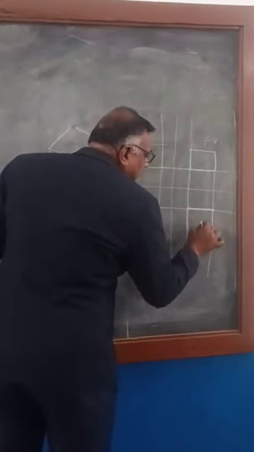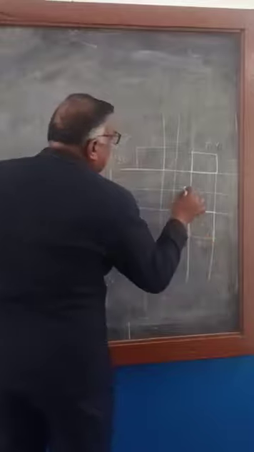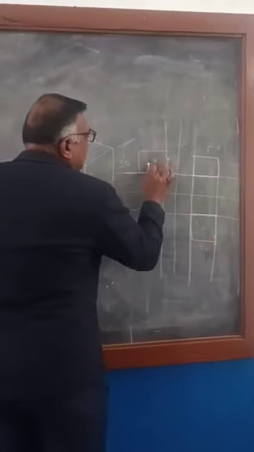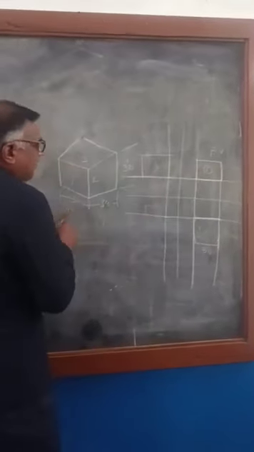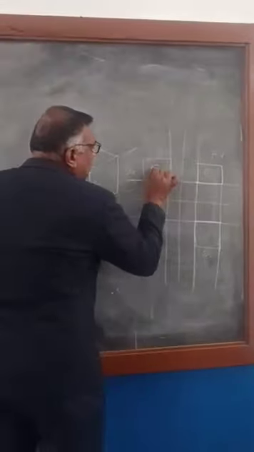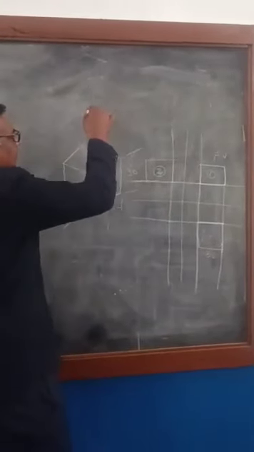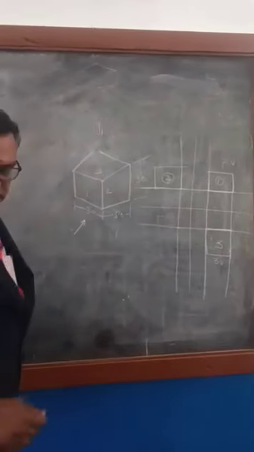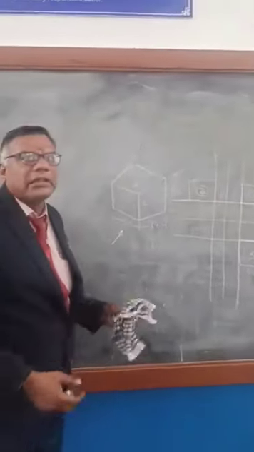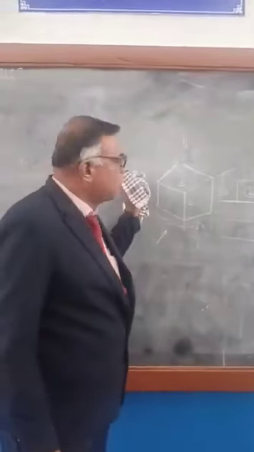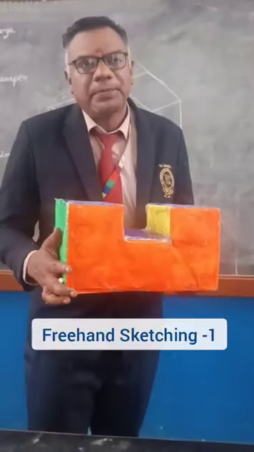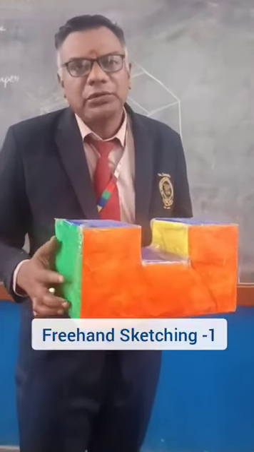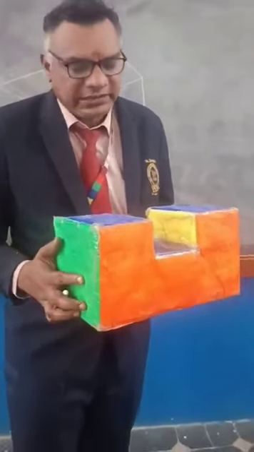This dimension is 30, and this is part 1 when you are viewing from the front. This is part 2, the side view. When viewing from the top, it will be the third. So this is the simple diagram for making this two-dimensional drawing. This is the part for which I am going to draw a two-dimensional view, that is freehand sketching.